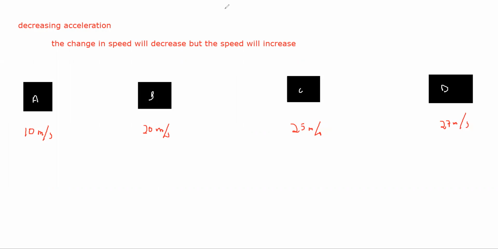So if I ask what is the acceleration from A to B, from B to C, and from C to D. So acceleration is the change in speed. So how much is the change in speed? It was originally 10, became 20. So acceleration is 10 meter per second square. It was 20, became 25. So what is acceleration? It is 5 meter per second square. It is 25, became 27. So it is 2 meter per second square.